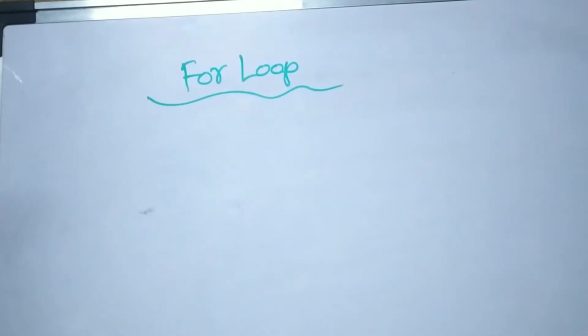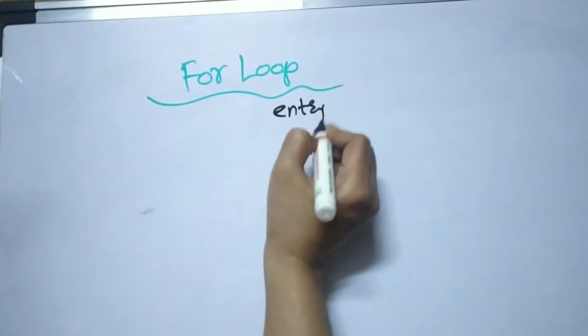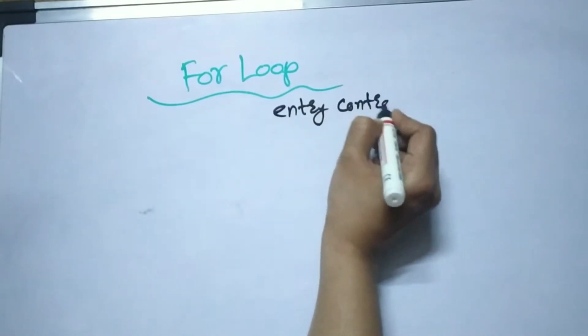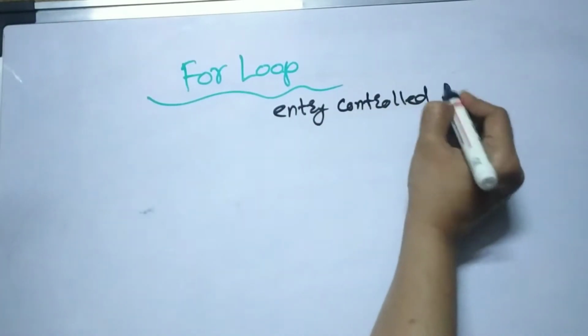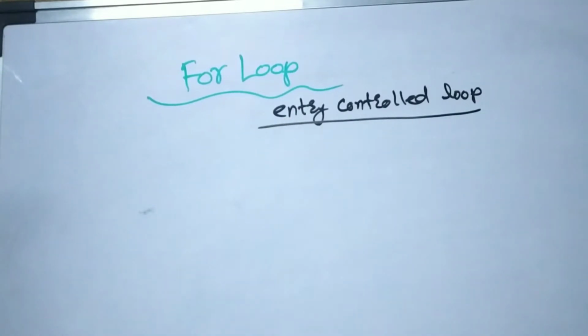So friends, there are two kinds of loops: exit control loop and entry control loop. So here it is the entry control loop. So what is an entry controlled loop? An entry control loop is a loop which checks the condition at the entry level and then only executes the command if the condition is true.